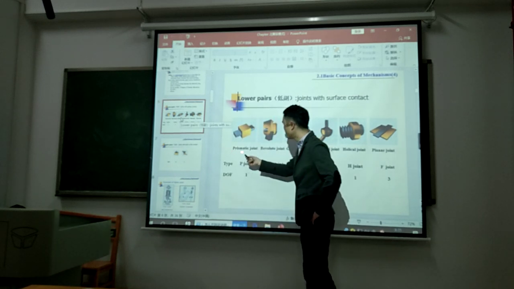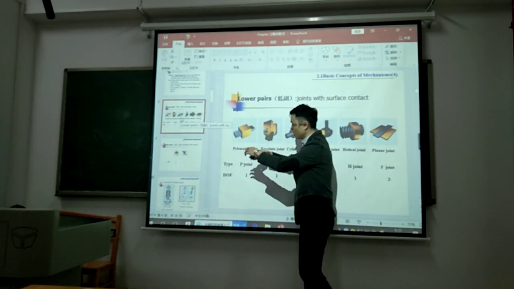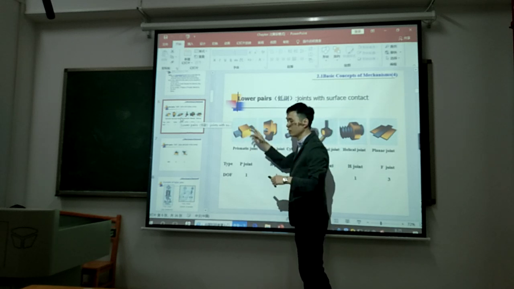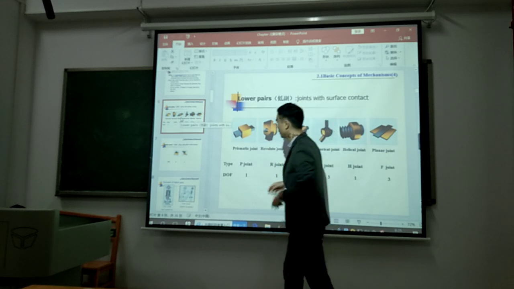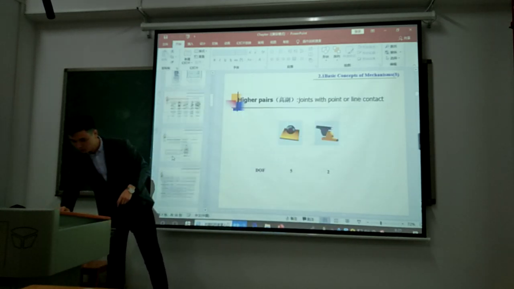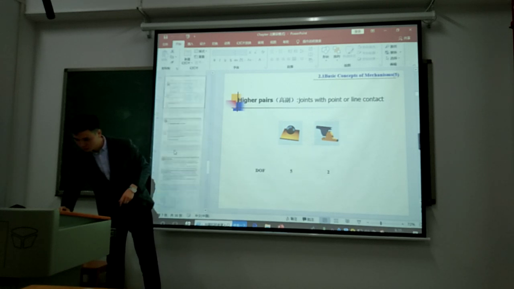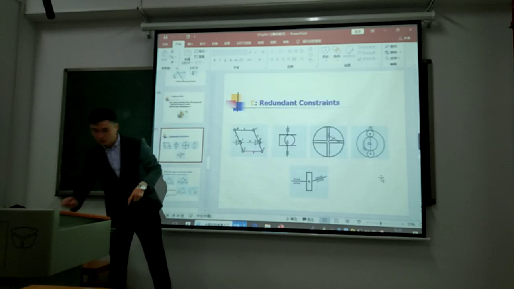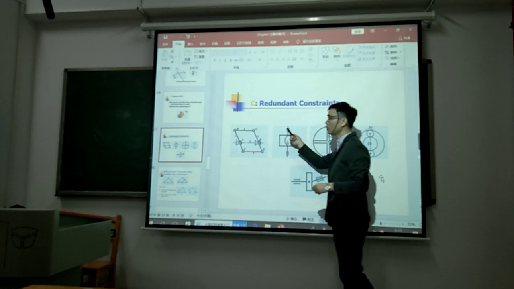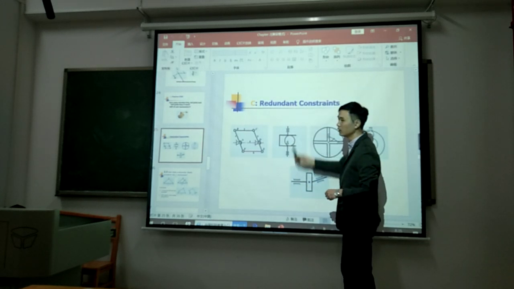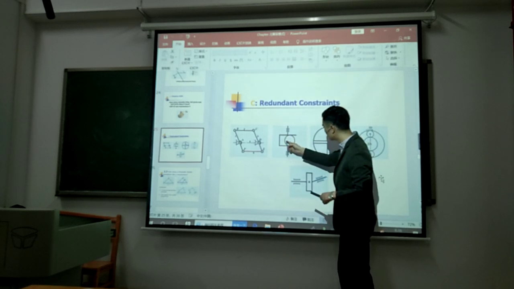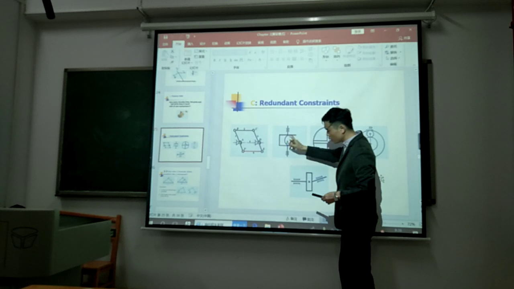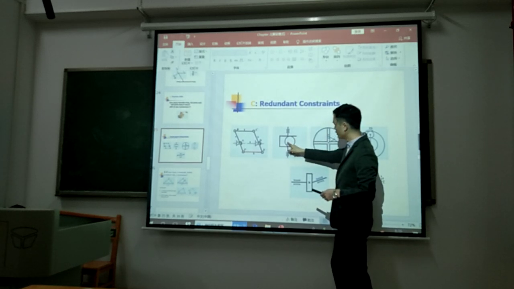This one is a prismatic joint. These two things combine, and they can move like this. So this is also a P joint. On this circle, the center is here.